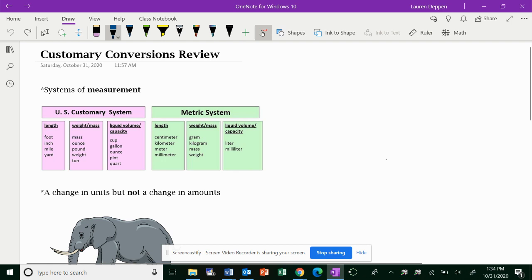Today I'm going to do a quick review of customary conversions. The past week, we have been working in the US customary system where we convert or change between different units of length, weight, and capacity such as inches, pounds, and gallons.